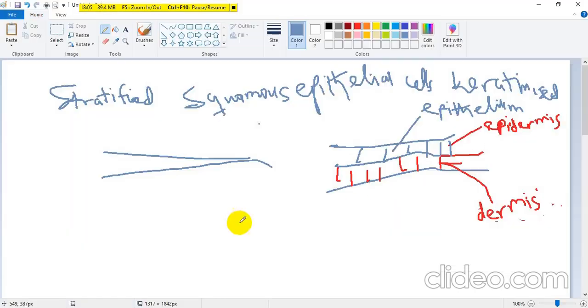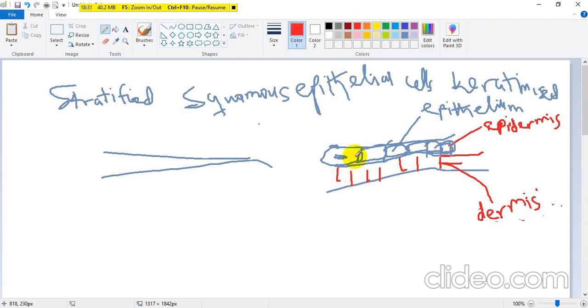So the skin has tight epithelial cells. These epithelial cells, they are stratified squamous, and they are tight. There is no junction between them. If these are the cells, there is no gap between the cells. Their cell-to-cell adhesions are very tight.